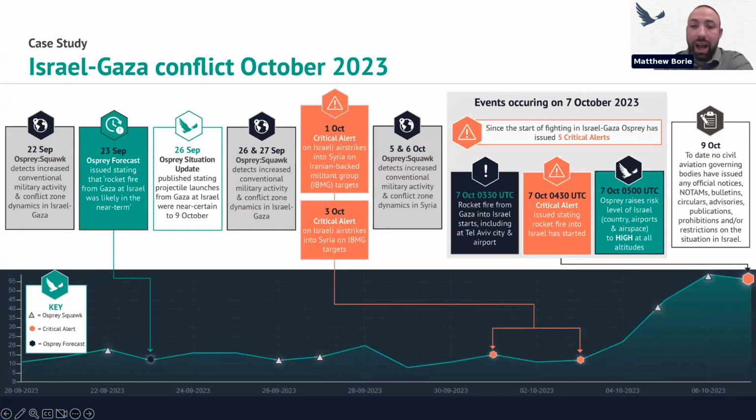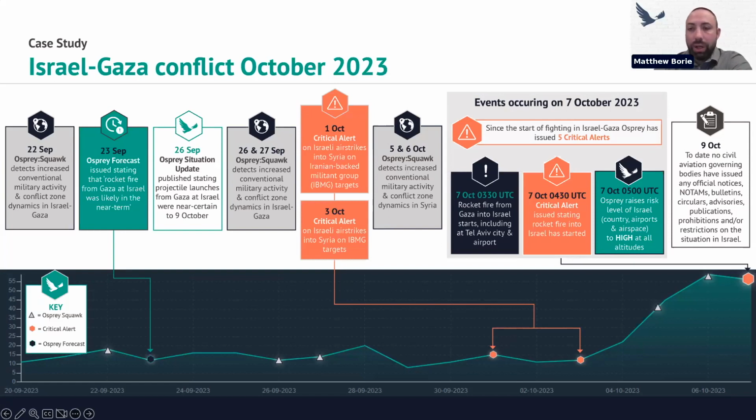The advice to operators at that point would have been to take stock of their current flight operations, ensure they have an understanding of what to do in the event of rerouting of their aircraft if rocket fire extended further beyond southern Israel or drone launches took place deeper in.